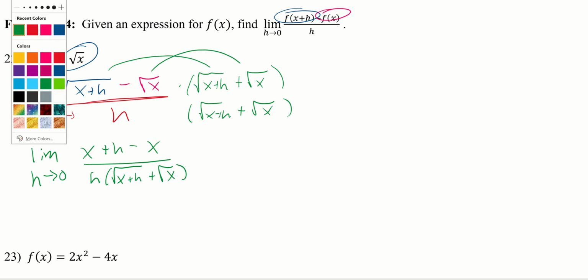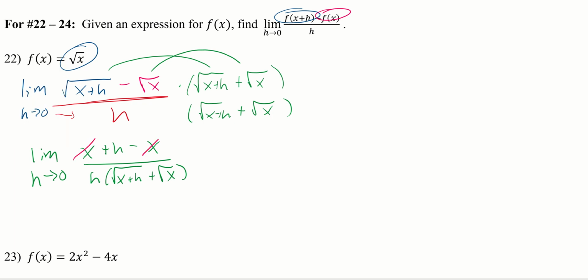And if you notice, we'll do a bunch of things because you guys are geniuses. We can cancel that, right, because those go away. And then we can reduce this one and this one. So I'm left with the limit as h approaches 0 of 1 over the stuff that's in the parentheses, square root of x plus h plus square root of x.